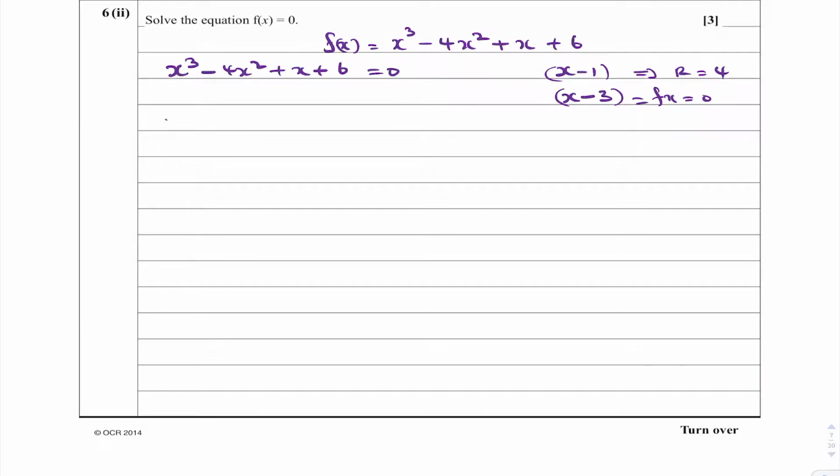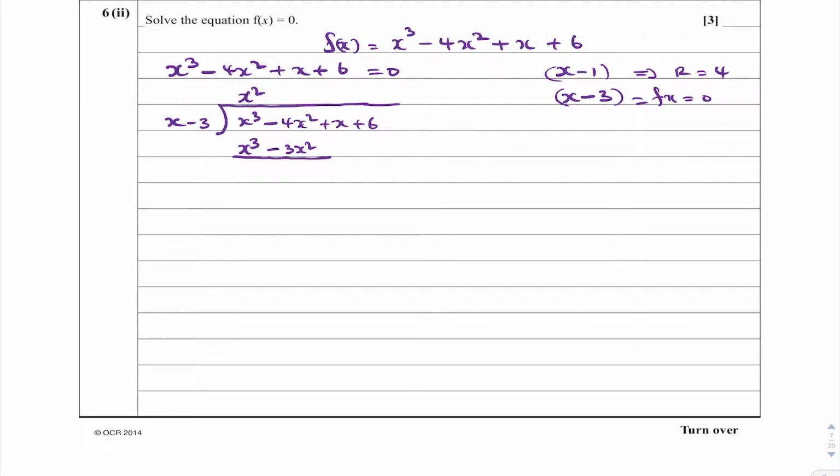So we could do x minus 3 dividing x cubed minus 4x squared plus x plus 6. The reason we're doing this is to find the other factors. The factors will then give the solutions. So we need to use x squared to get x cubed. X squared times x will give you x cubed. X squared times minus 3 will give you minus 3x squared.